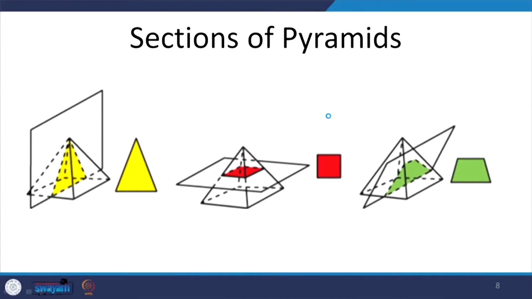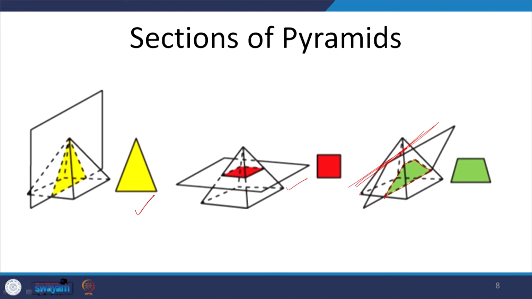In case it is inclined, so this is when it is parallel, this is when it is passing through the apex. In case it is inclined, again, how many surfaces are being cut will determine the shape of the final solid. In case we are passing it through the top portion only, in this case, we are getting all the 4 surfaces cut again. So, we will get a quadrilateral, 4 sides.